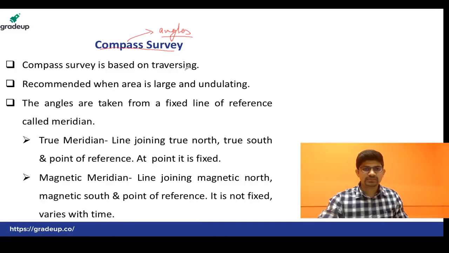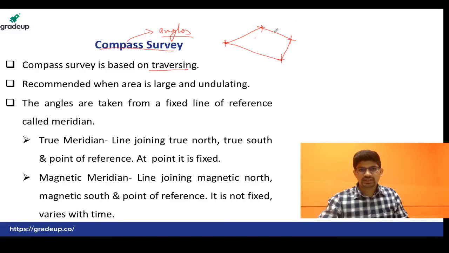Now compass survey is based on traversing. From one point you are taking a direction with the help of the compass, then taking length, then from here taking another station, then from here another station, and coming back to this station or not coming back. It depends on the type of survey. So if you are to fix the boundary line of an area to be surveyed, doing it by taking lengths and angles like this is known as traversing. And compass survey is based on traversing.